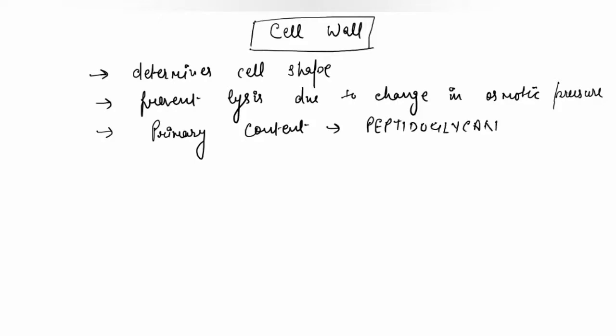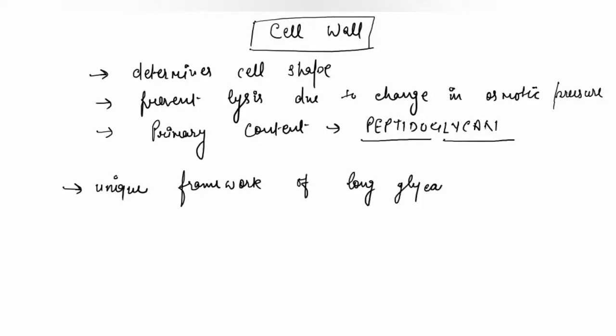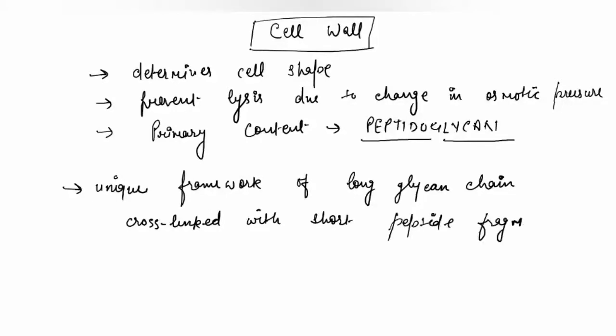What is peptidoglycan? It is made up of two things, peptide and glycan. It is a unique framework, or we can say a macromolecular framework, of long glycan chains attached or cross-linked with the help of certain peptide fragments. So that is basically what peptidoglycan does. It also provides flexibility to the cell.